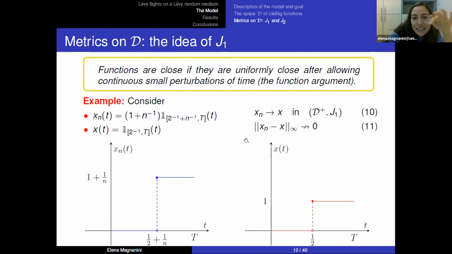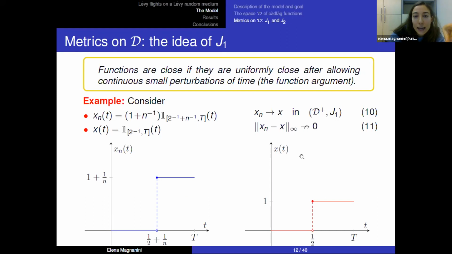You can see on the right this limit function x(t), which has a jump at time 1/2 of magnitude 1. And on the left, you can see the converging functions xn, which have jumps at time 1/2 plus 1 over n of magnitude 1 plus 1 over n. So both the positions and the magnitudes of the jumps in xn converge to those of x(t). Okay, and this is a typical property of the J1 topology. So the idea is to introduce a sequence of homeomorphisms such that for n sufficiently large, xn and x have a matching jump.